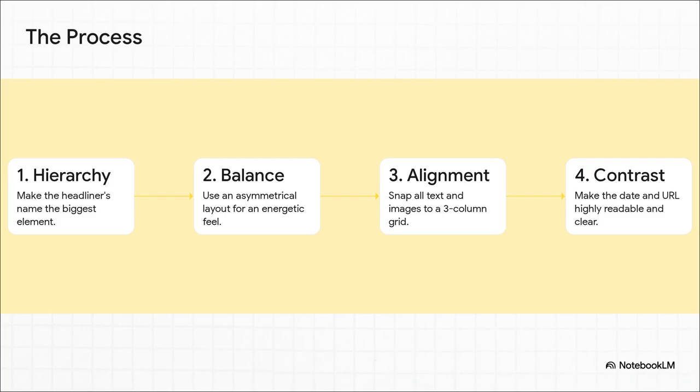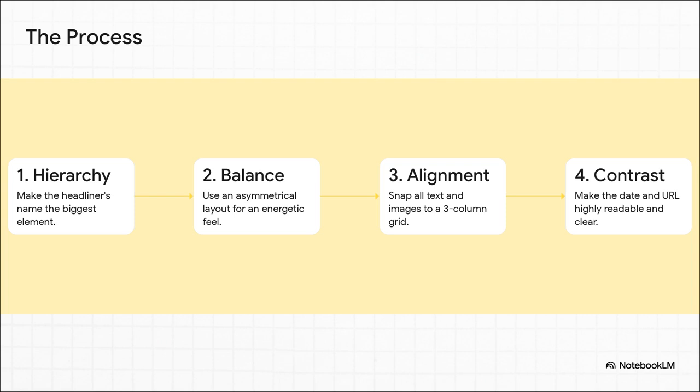We start with hierarchy. What is the single most important piece of info? The headliner, of course. So we make the band's name the biggest, boldest thing on the page. Done. Next up, balance. We want this to feel energetic, not like a stuffy wedding invitation. So we'll go with an asymmetrical layout. Maybe we'll place the band's name a little off-center to create some movement.